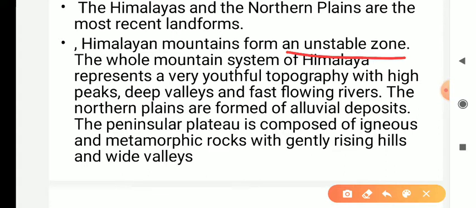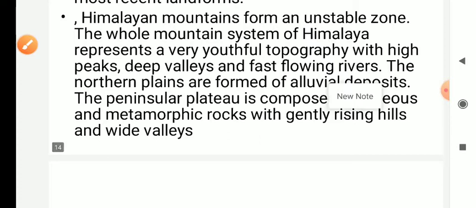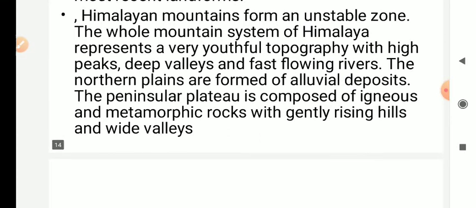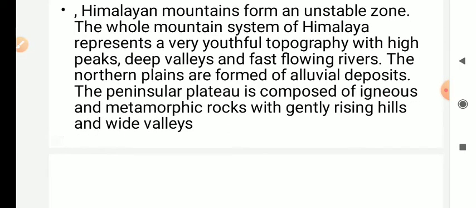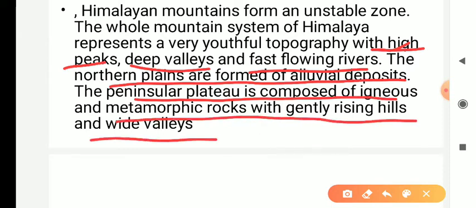Jammu and Kashmir, Himachal Pradesh, Uttarakhand, Pakistan, Tibet, Nepal: these are common areas of earthquake because the plate is moving. It represents a very youthful stage of topography with high peaks, deep valleys, fast flowing rivers. Northern plains are formed of alluvial deposits. Peninsular plateau is igneous and metamorphic rocks with gently rising hills and wide valleys.